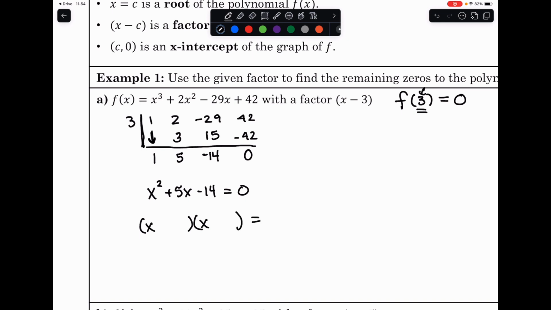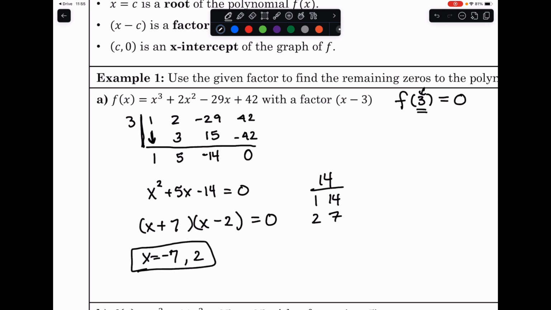I would find the factors of 14, which are 1 times 14, and then 2 times 7. Our signs have to be positive and negative, so that would have to be a 7 and a 2. So what are the two values of x that make this equal to 0? Well, for the first parentheses, I would have to plug in a negative 7 in order to make that entire thing equal to 0. And in the second parentheses, I would have to plug in a positive 2 to make that equal to 0. So here are the two remaining zeros, your two remaining x-intercepts to this function.